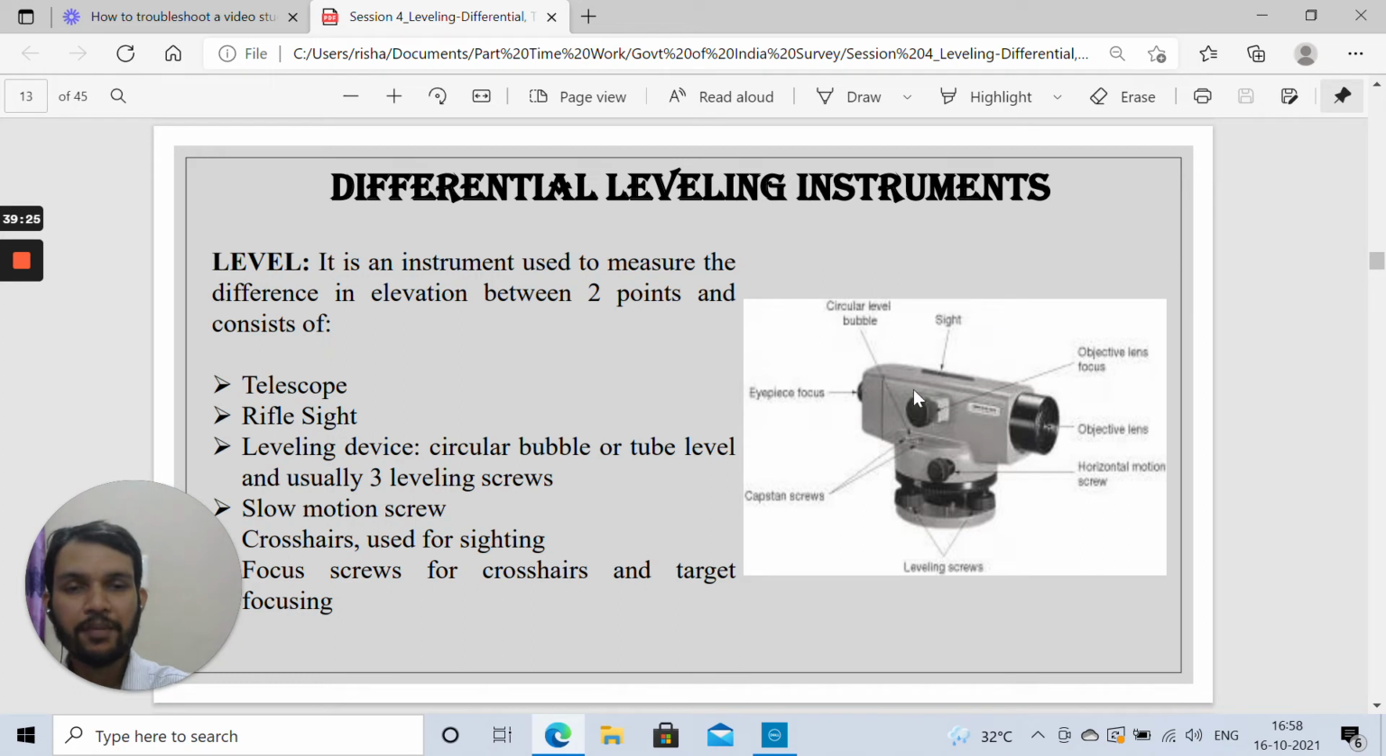What happens, because sometimes it is very difficult if the leveling staff is located further apart, so it is very difficult to directly get the reading with the help of telescope, because it gives you the enlarged view. So firstly, to get the line of sight in which direction this level has to be placed, we look through the sight, that rifle sight placed at exact top, so that we can get an idea that yes, our instrument has been mounted exactly in the direction of that leveling staff.